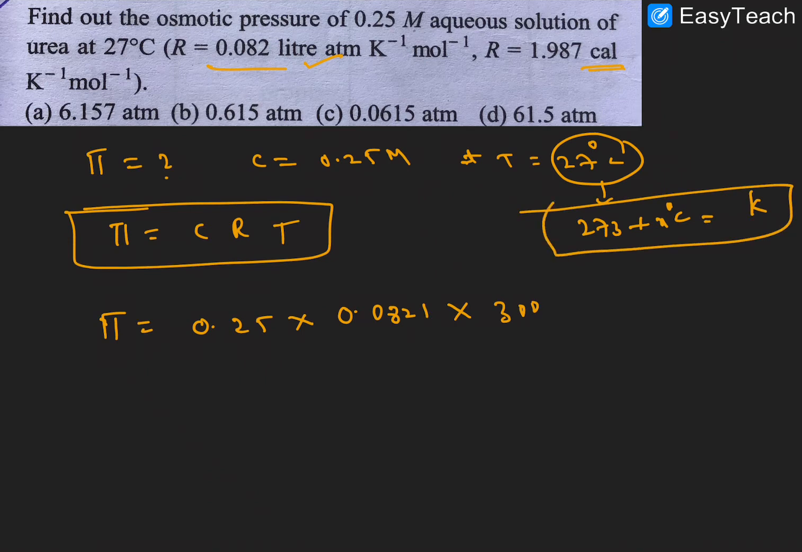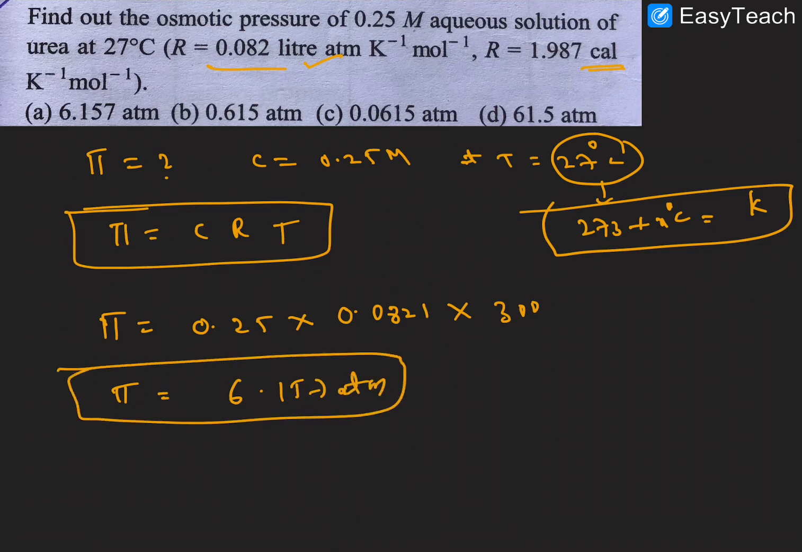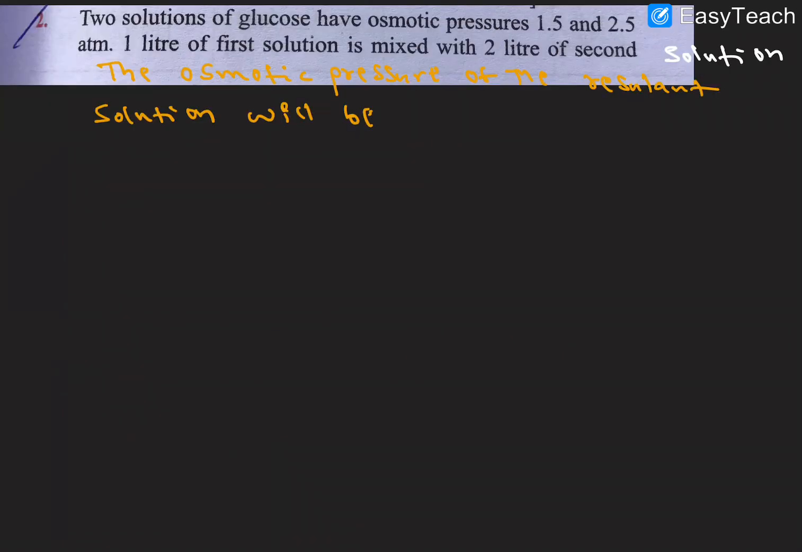I hope it's clear. So the osmotic pressure pi equals 6.15 atm, atmospheric pressure, we will get here. I hope it is clear. So this is the pressure of this solution. And next, one more model problem.